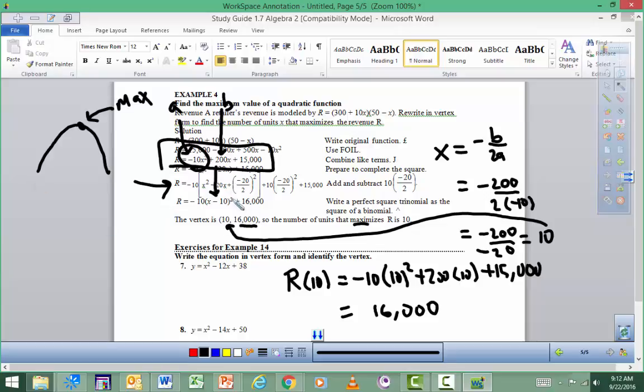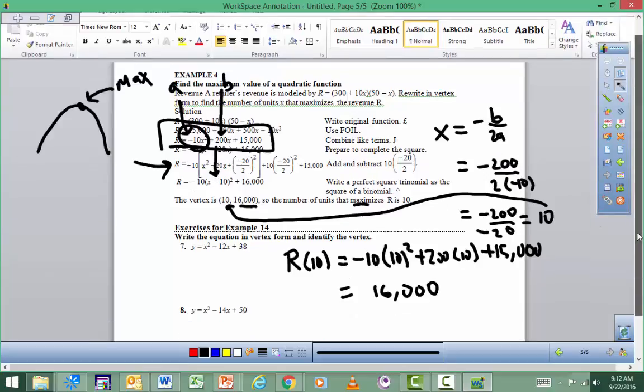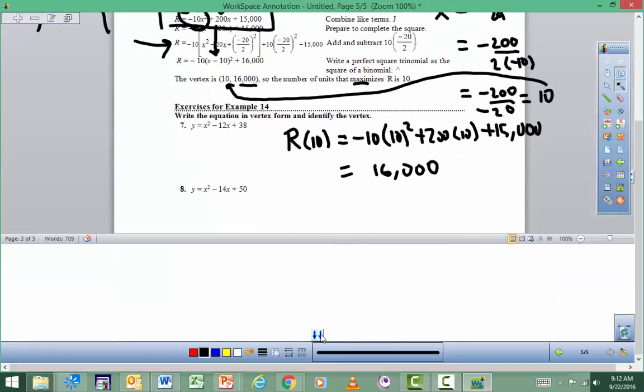Okay, so you might decide on this particular problem when you get to it that you might use the old method of finding the vertex for standard form. I'll leave that up to you, but that comes up on number 10.